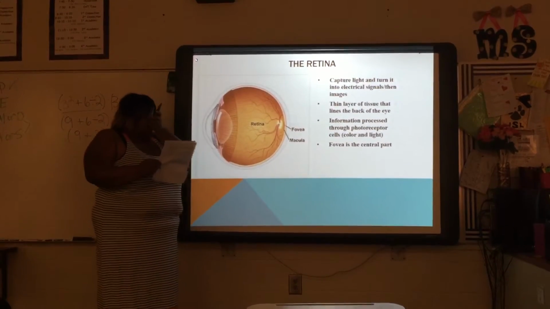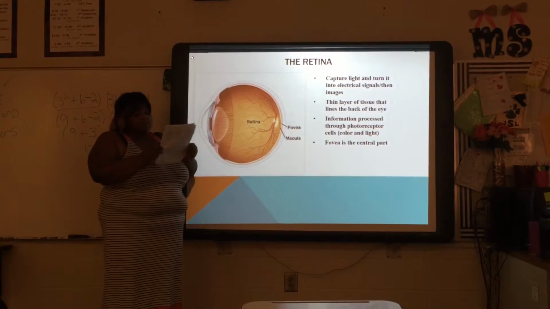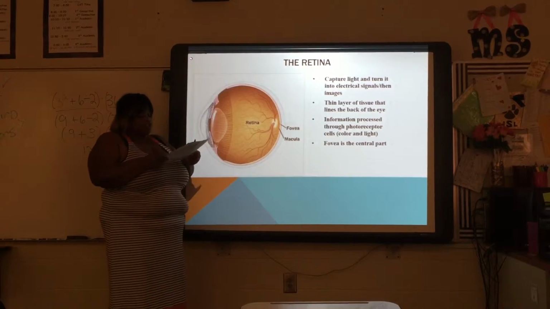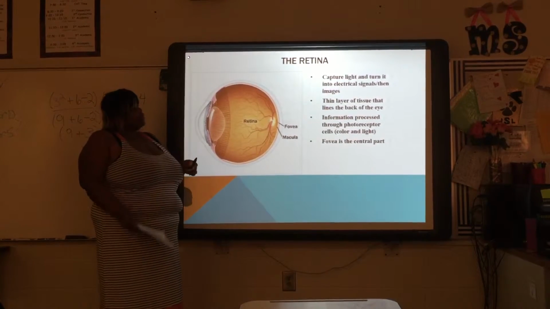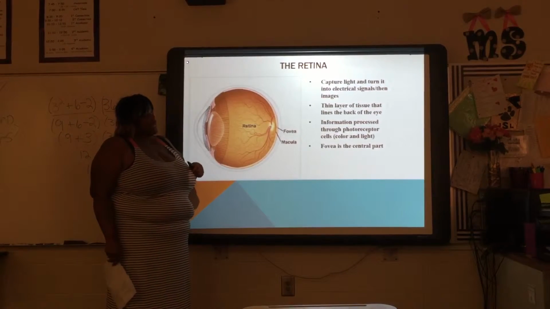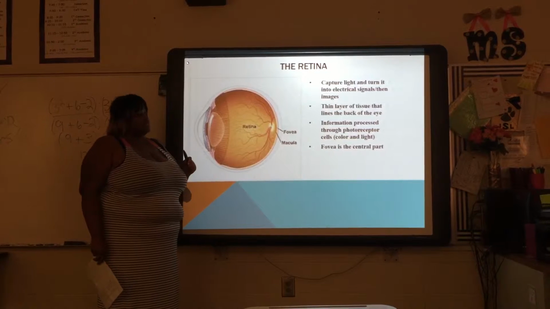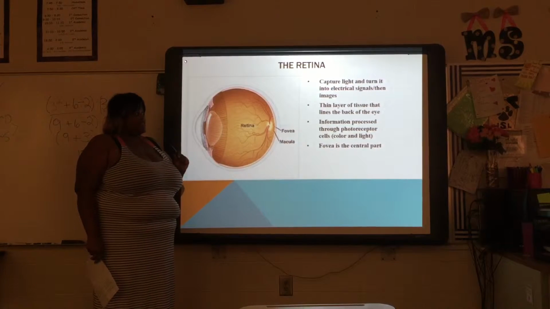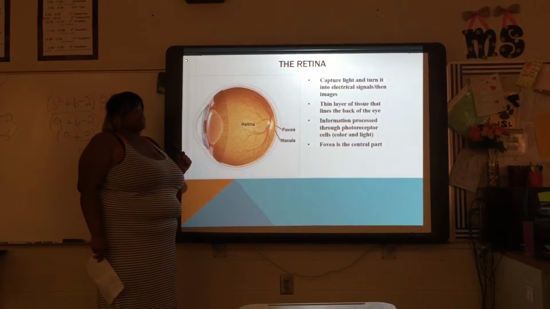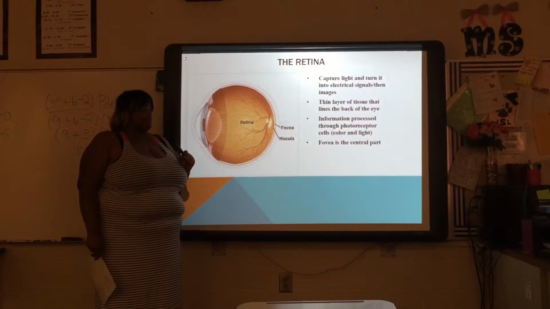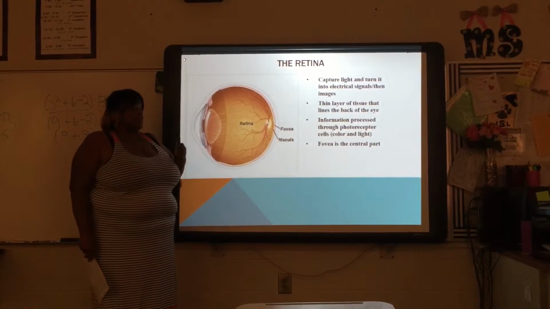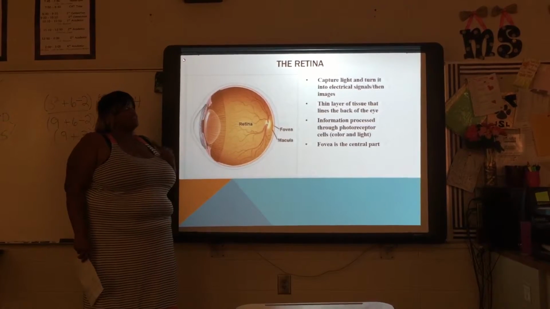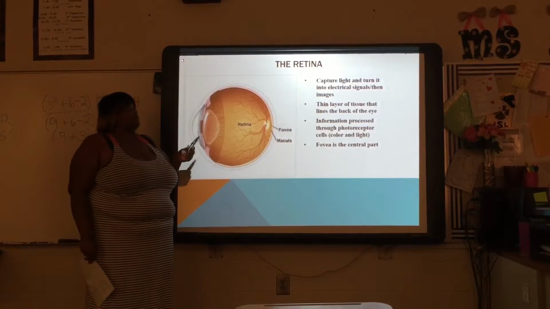The next one is the retina. The retina makes up 65% of the interior surface of the eye. It is also where your rods and cones are located. It captures light and turns it into electrical signals, and then they become images. It is a thin layer of tissue that lines the back of the eye. Information is processed through photoreceptor cells, which is where we get our color and light from. And the fovea is the central part of the retina.